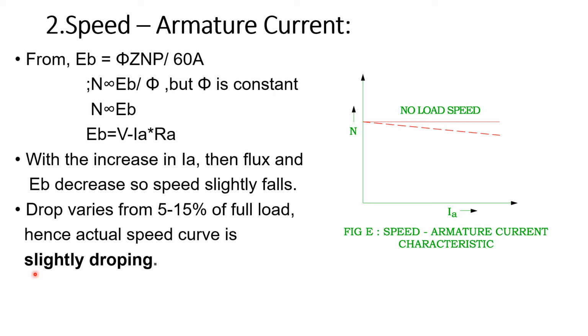So this term is very important for DC shunt motors. Speed armature current characteristics, the graph will be slightly dropping. This term is very important for exams, technical exams.